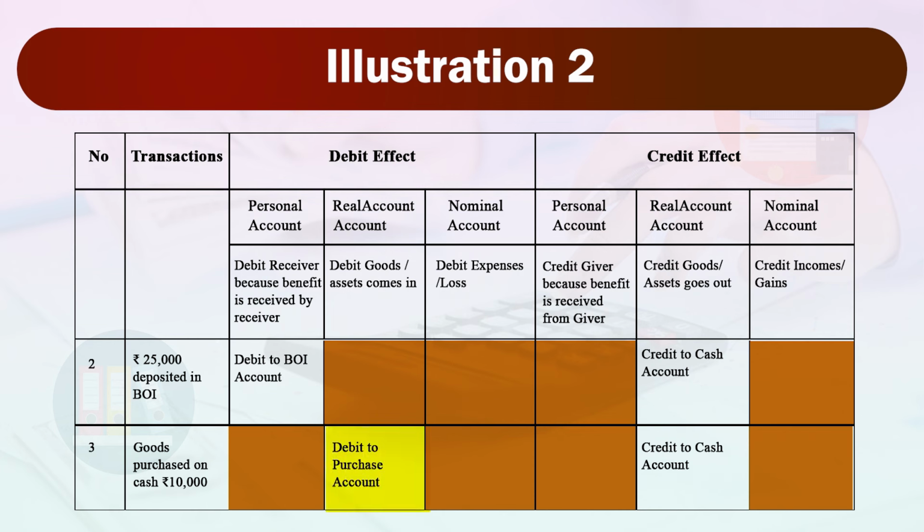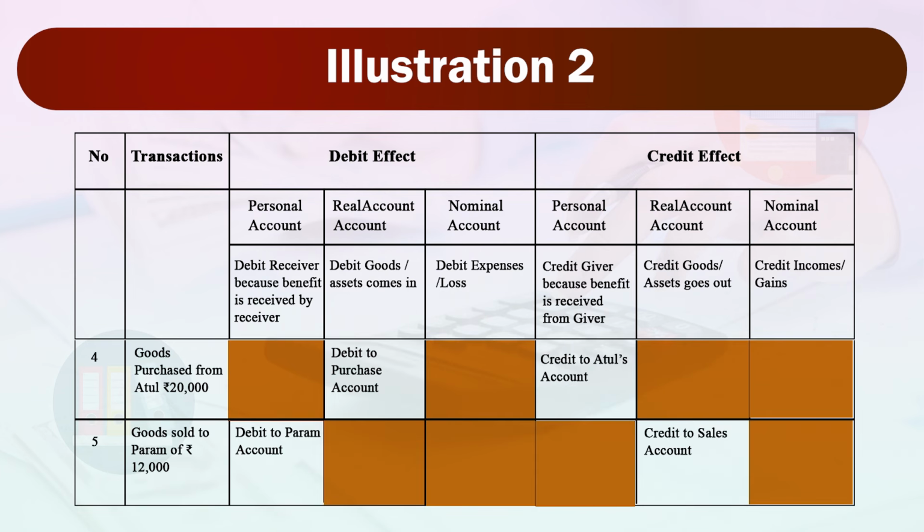So, we will debit the purchase account as goods comes in the business. The second account is cash account. Cash account is also treated as real account. So, cash goes out of the business. So, rule of real account, debit whatever comes in and credit whatever goes out. Here cash goes out of the business. So, we will credit the cash account.